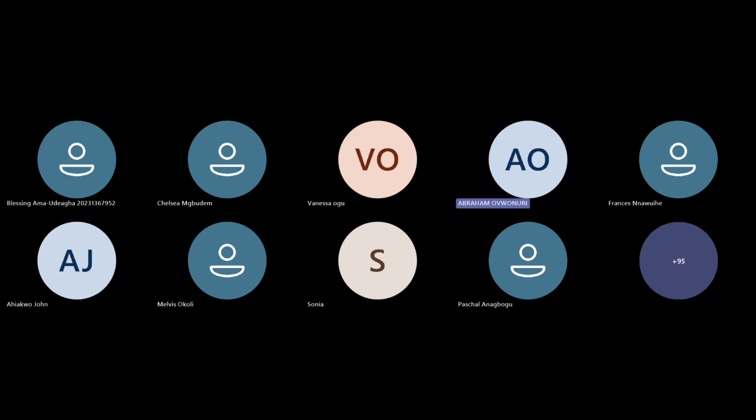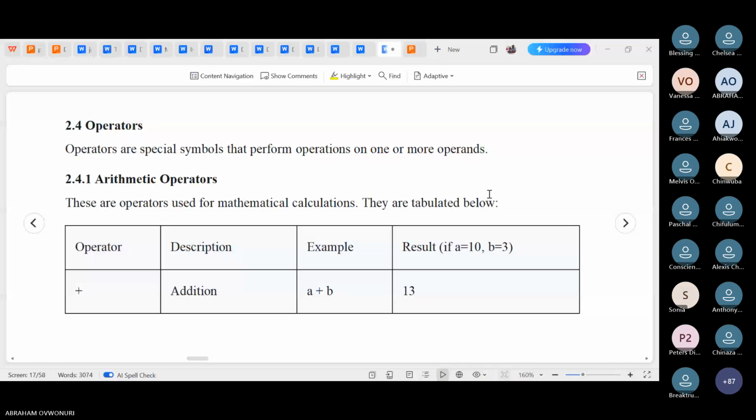So in the second part, we'll be talking about operators. Operators are special symbols that perform operations on one or more operands.